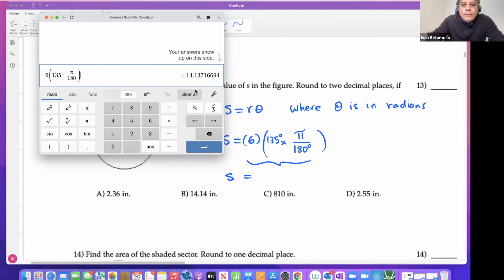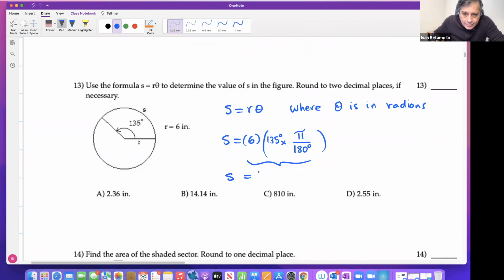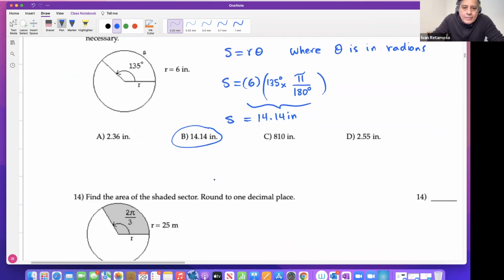So this gives you 14.137. Because of the 7, when you round this to 2 decimal places, it will be 14.14. In the end, attach the units. We're dealing with the arc length, so just inches. That's it. This guy, number 13. Now let's go over 14.